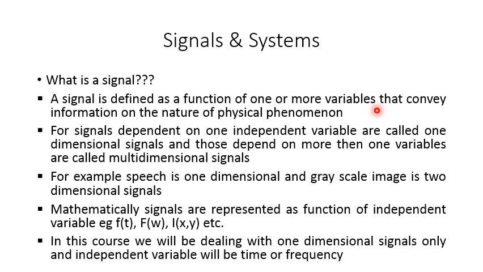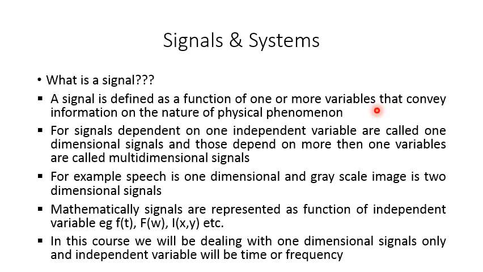For example, if a signal has only one independent variable, then we call it a one-dimensional signal. And those signals that depend on more than one variable, in general we can call them multi-dimensional signals. For example, if you have a grayscale image, it has two independent variables, that is x and y. So such a signal, which is a grayscale image, is called a two-dimensional signal. We can also have more than two-dimensional signals. For example, speech is an example of a one-dimensional signal.